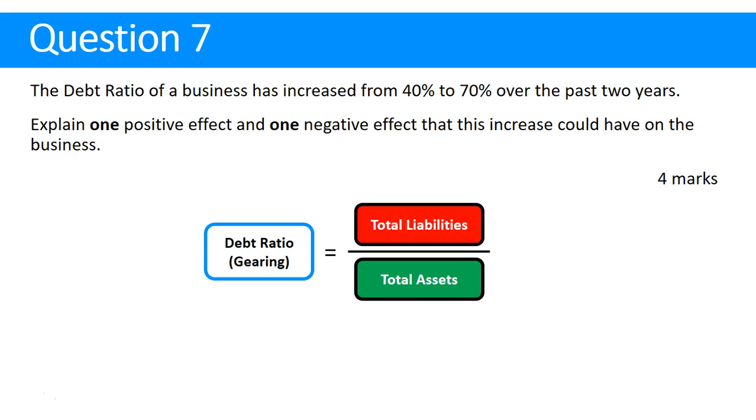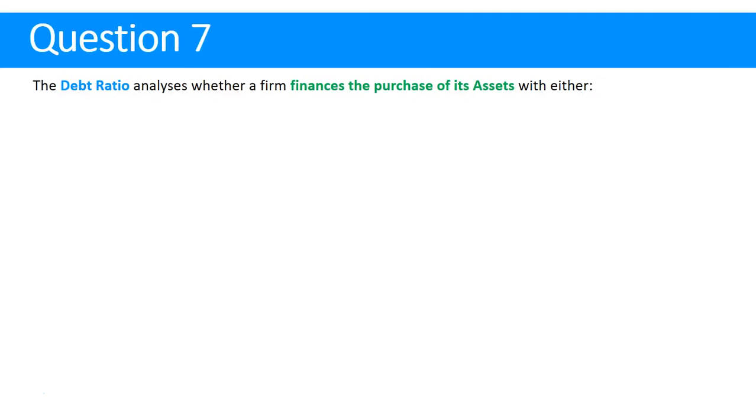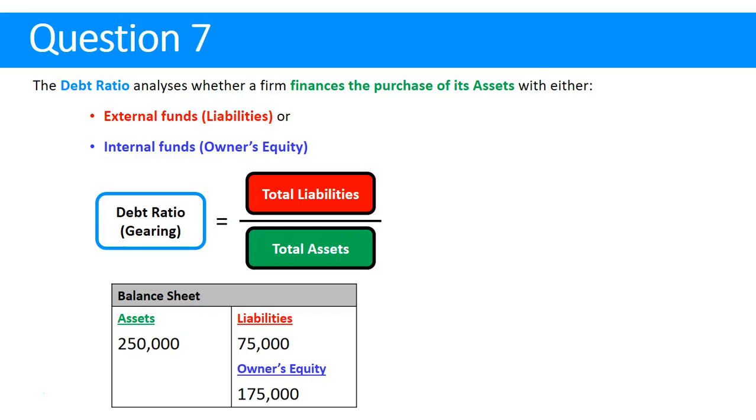So this is a great example of needing to remember how ratios are calculated, but you actually never get marks for calculating them. In this case, we want to remember the debt ratio or gearing ratio is your total liabilities divided by your total assets. Basically, how does the business finance the purchase of its assets? Does it use external funds, which would be borrowing money, debt or liabilities, or does it use internal funds, in this case cash or the owner's own money? They would be equity sources of finance.